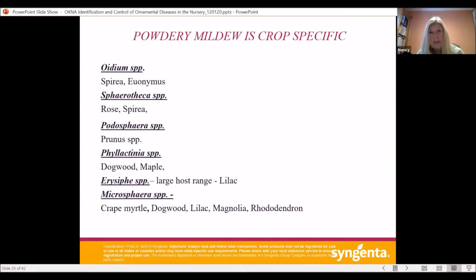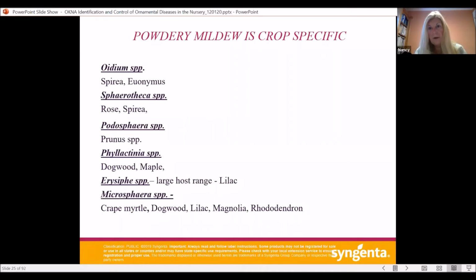Now, powdery mildew is very crop specific. There are different fungi that are in the powdery mildew family, if you will. And so different plants can be affected by certain ones. You see rose can be affected by Sphaerotheca. There's dogwood, that's in 2 categories here. And then there's a huge group of Erysiphe where there's a lot of ornamentals that can be affected by that particular one.